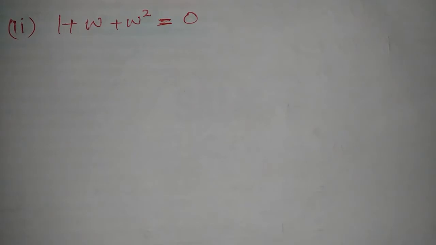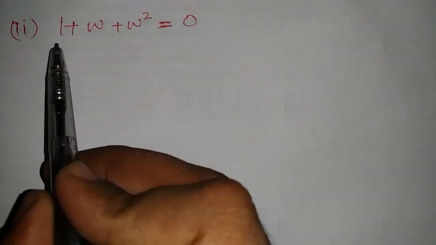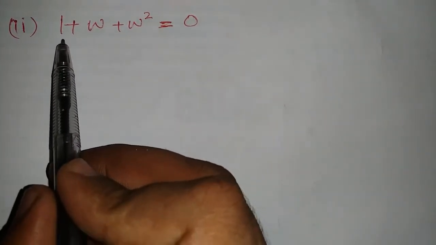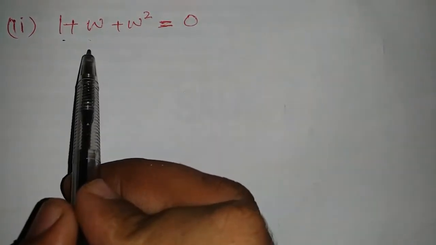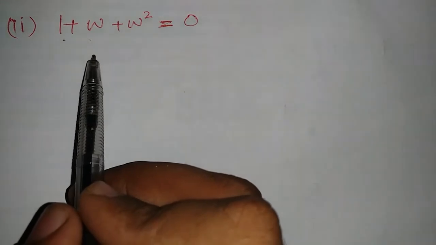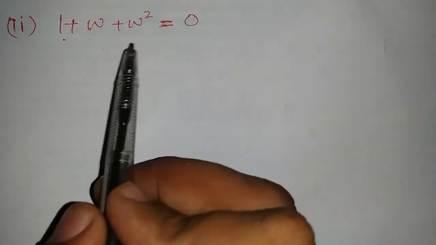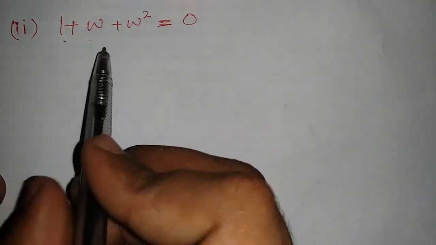of unity. So it says if there are three cube roots of unity, 1, omega and omega square, if we add these three cube roots we will get 0. The sum of these three cube roots will become 0. Let us prove this.